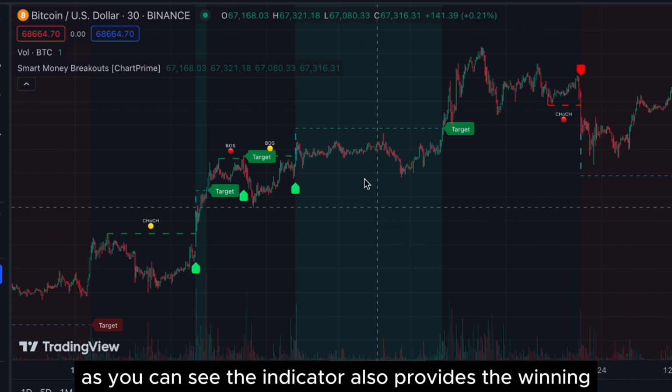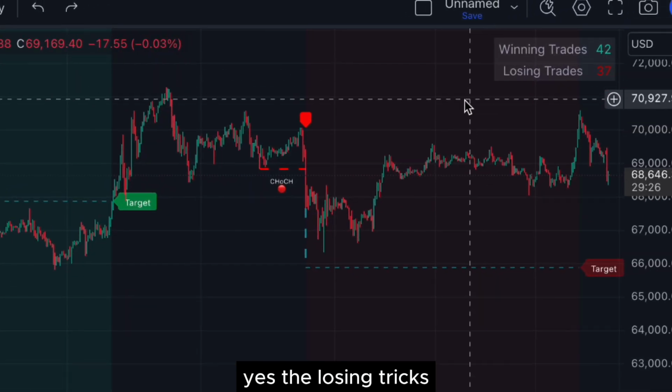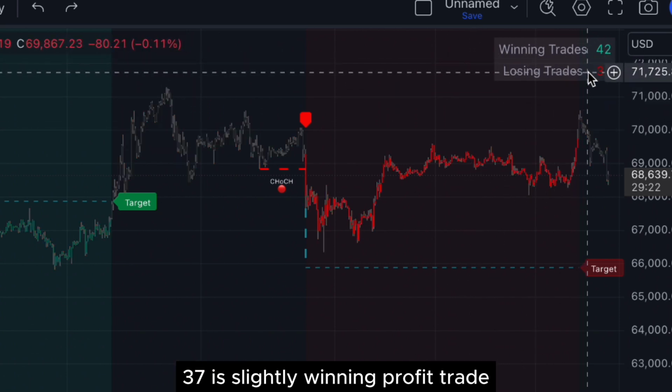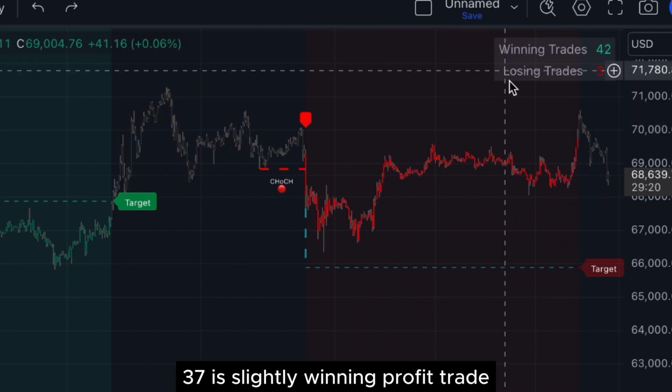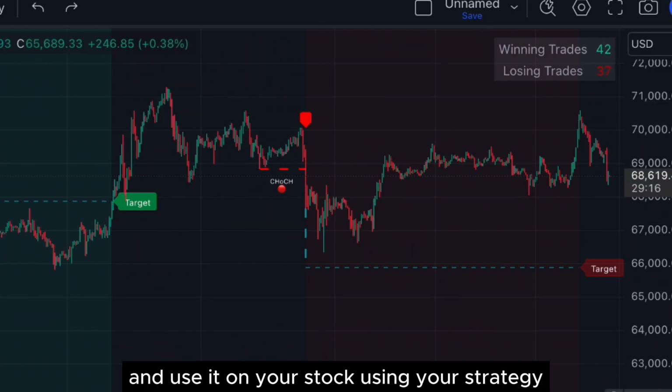As you can see, the indicator also provides the winning versus the losing trades. So basically, 42 versus 37 is a slightly winning, profitable trade. So you can go through this and use it on your stock using your strategy.